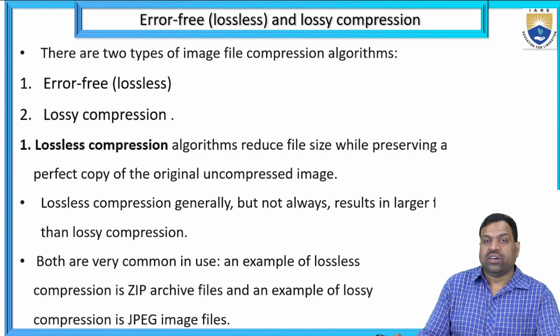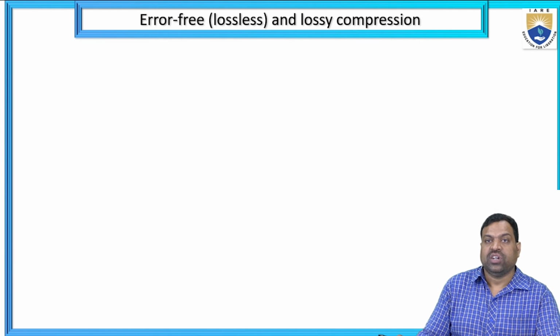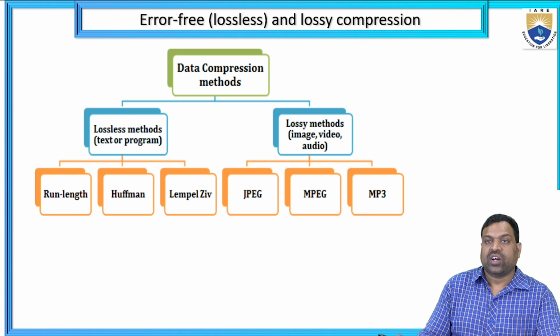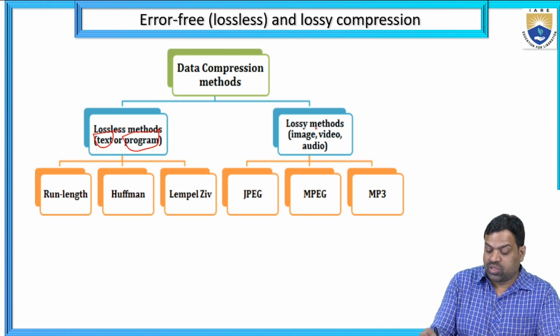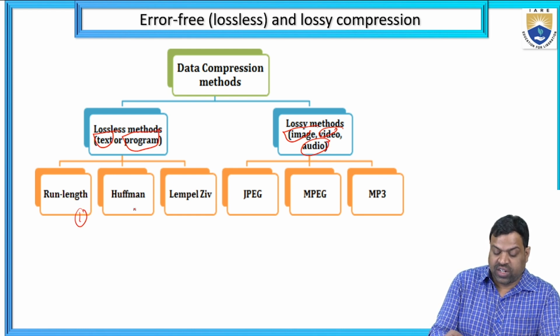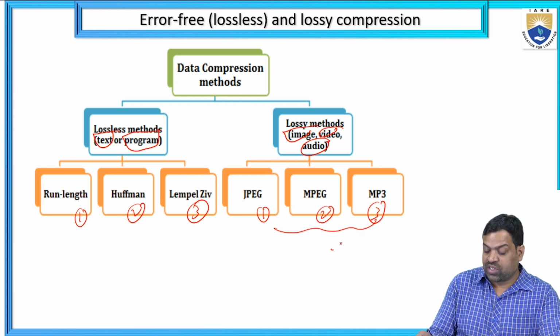In image compression, there are two types: error free and error prone. Error free means lossless and the other means lossy compression. So compressions are of two types, lossy compression and lossless compression. When I go to data compression methods, there are two types: lossless methods and lossy methods. In lossless, text or programs. In lossy methods, image, video and audio. In lossless, three types are there: run length, Huffman and Lempel-Ziv. And lossy means JPEG, MPEG and MP3.